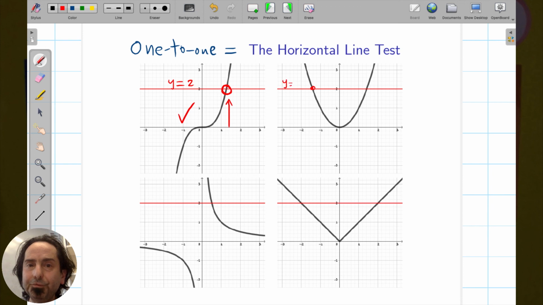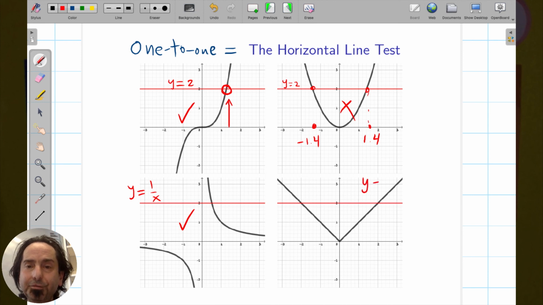if you have y equals 2, well, there's actually a number down here about negative 1.4 and a number over here, positive 1.4, that both have the same output. So that's not a one-to-one function. So the squaring function fails the horizontal line test. It's not one-to-one. Over here, you should recognize this is the inverse function 1 over x, and that actually does pass the horizontal line test, so it's one-to-one.